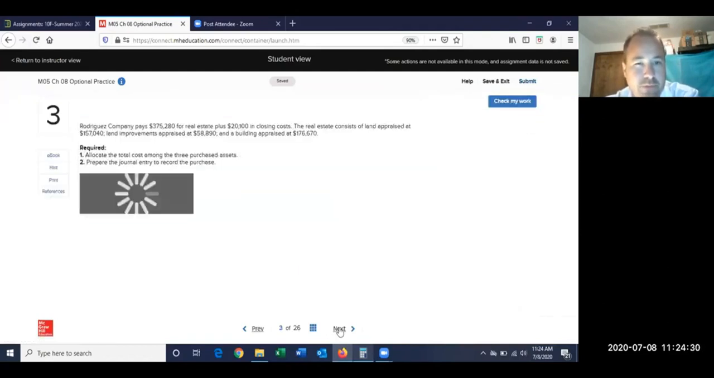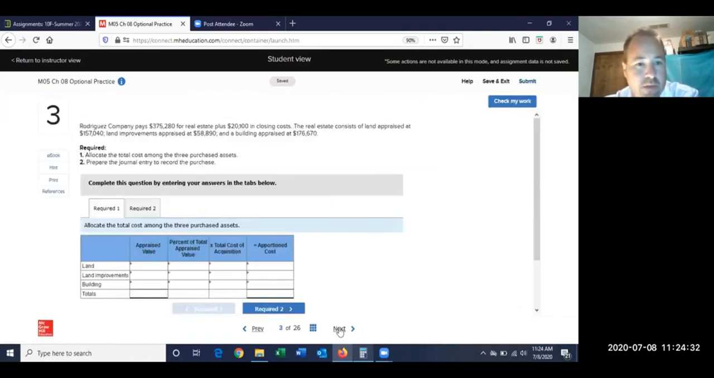Let's go to the next one. This one's very similar to what we just did. It's buying stuff, getting the land ready to use. So I'm going to skip this one.